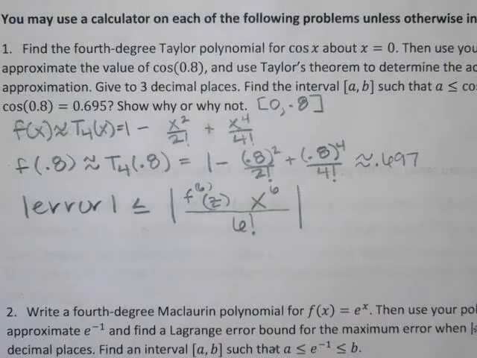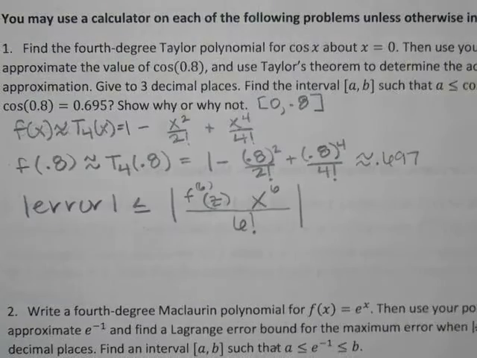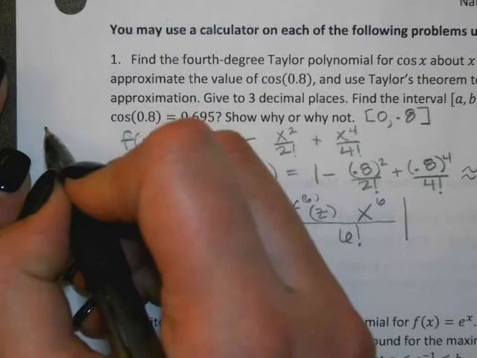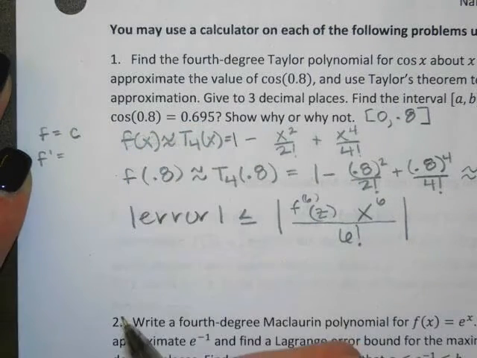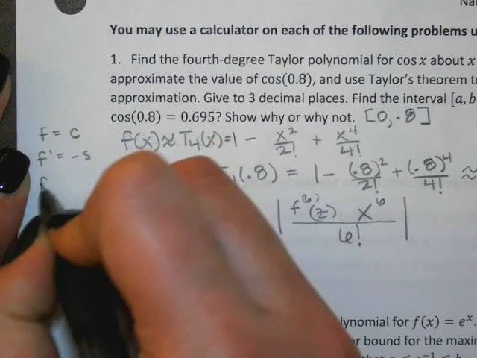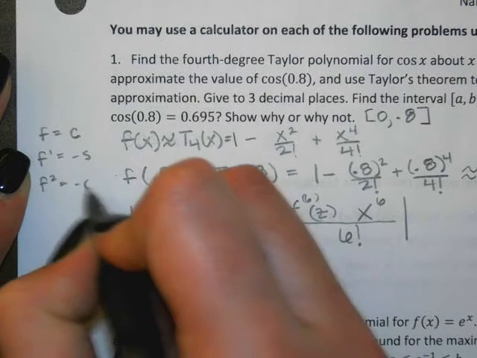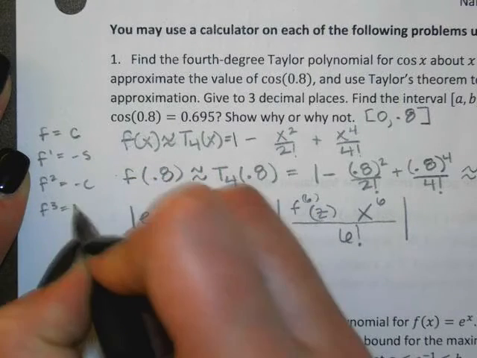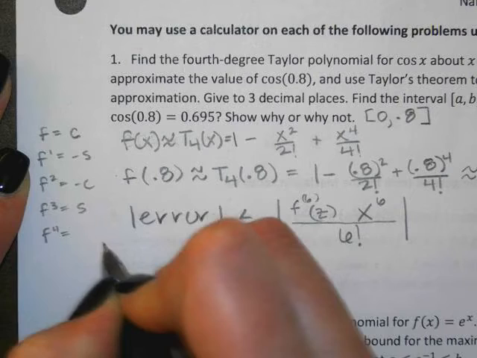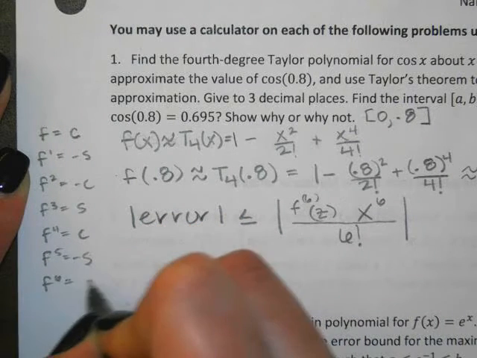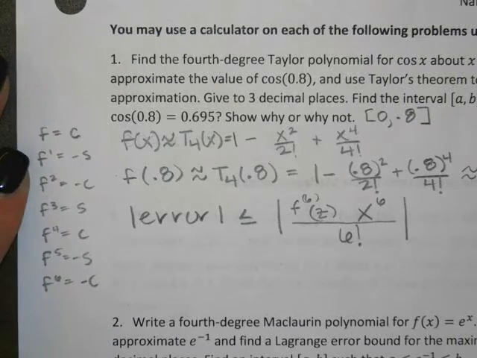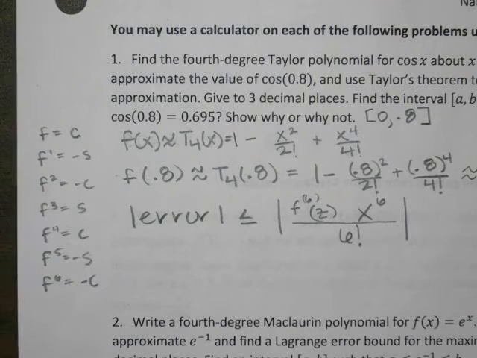Okay. So now what I'm going to do is think through my derivatives. My original function is cos. My first derivative is negative sine. My second derivative, my third derivative, my fourth derivative, my fifth derivative, my sixth derivative, negative cos. Okay, so you have two options. We can graph it real quick on a calculator, or if you are comfortable picturing a cos graph, then we can think about that in our head.